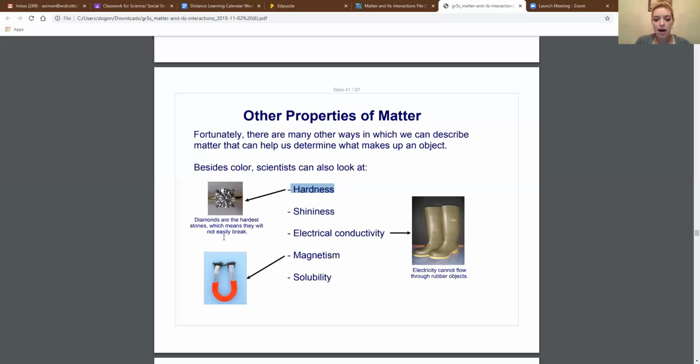The next property of matter that scientists look at is shininess. Shininess is just how shiny something is. We know that metal is a pretty shiny substance, but paper is not so shiny. Your rings and things like that are made from shiny metal or a shiny substance, but something as simple as a piece of paper is not going to be shiny. So shininess is just how shiny something is.